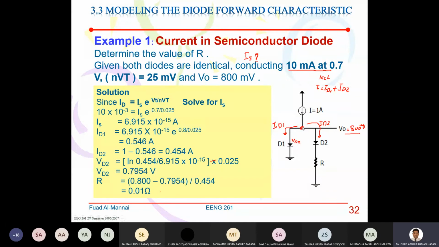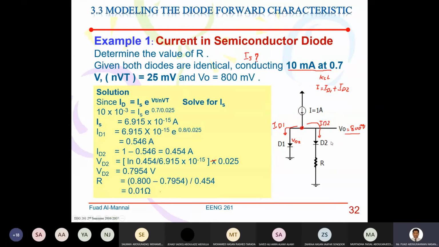I have a node here, so I apply KCL. I have one amp, and I have 0.546 for ID1. I can calculate ID2, and ID2 is equal to 0.454 amp. I found this current that's flowing through the diode here and through the resistor.